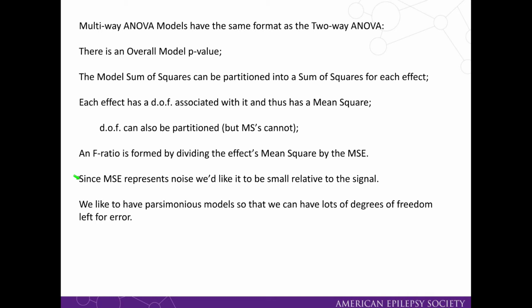Since the mean square error represents noise, we'd like it to be small relative to the signal. I mean, we want to account for as much as we can explain. And so the term we use is we like to have parsimonious models so that we can have lots of degrees of freedom for error. As you saw in the last slide in the previous example, by testing for an effect which wasn't important, our mean square error actually increased, which means our noise increased, which means our denominator increased, which meant that our sensitivity or our power to detect the difference took a little bit of a hit. Okay, so we do like parsimonious models, but if we think something's important a priori, like gender, we must put it in the model.